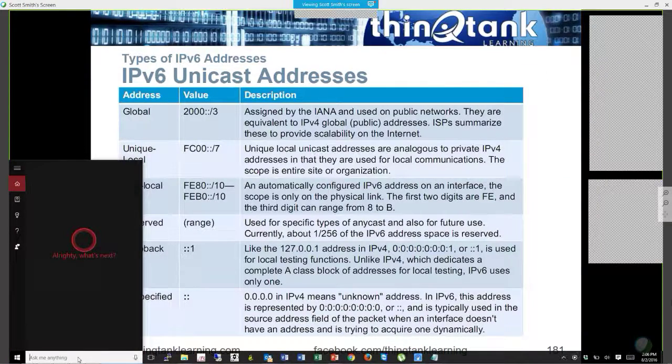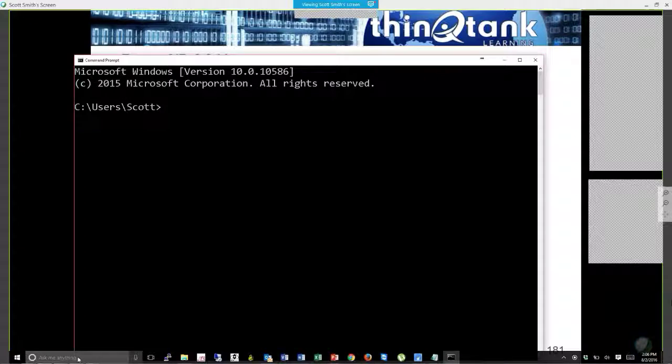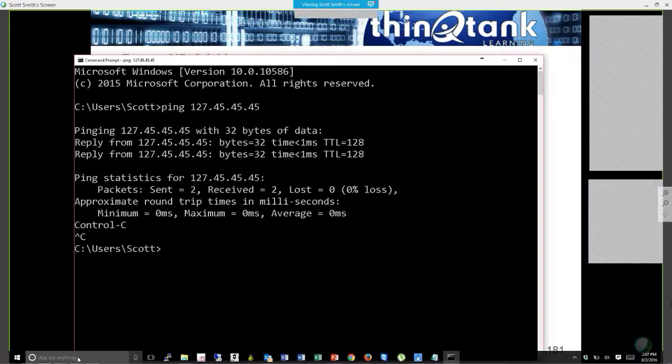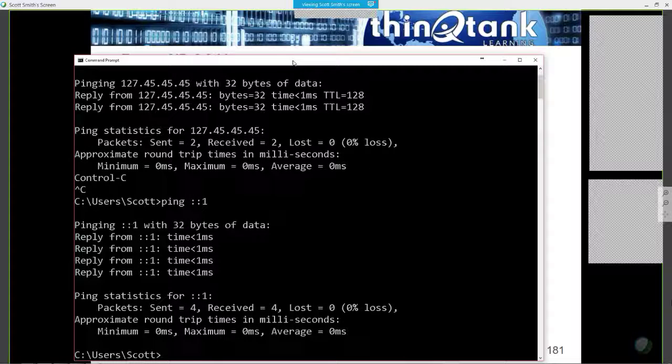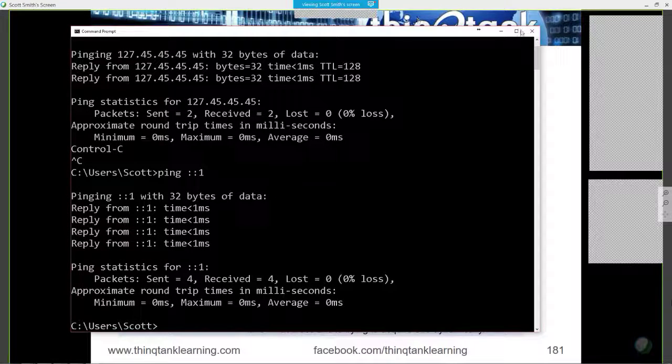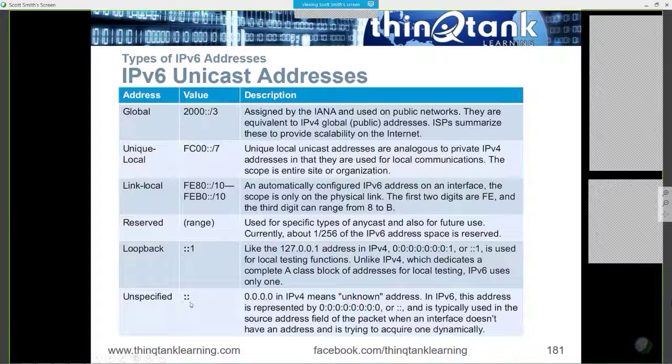Because remember, in IPv4, it was anything that's 127, right? But in IPv6, it's just ::1. It does the same thing, but it tests the protocol stack for IPv6. And then unspecified is ::. Isn't :: just all zeros? Exactly.